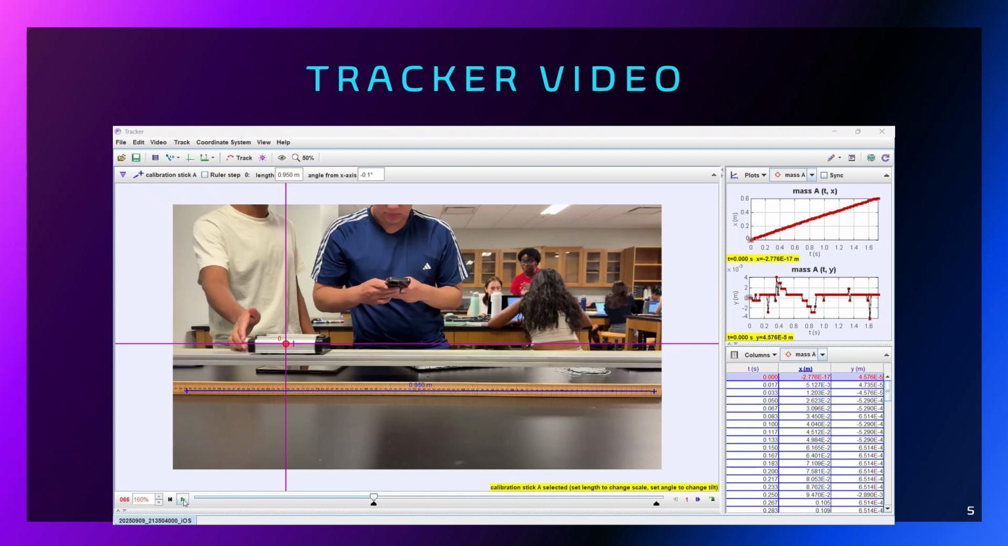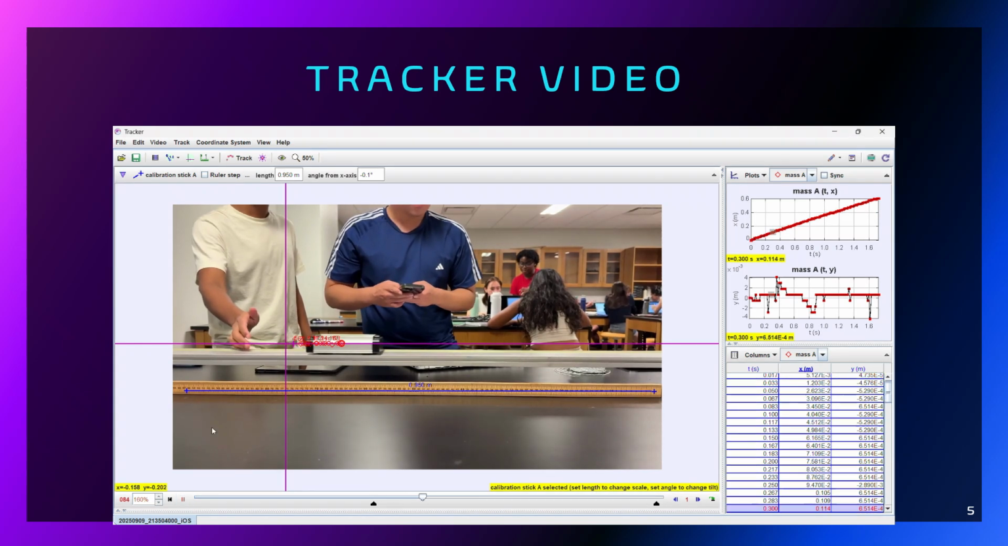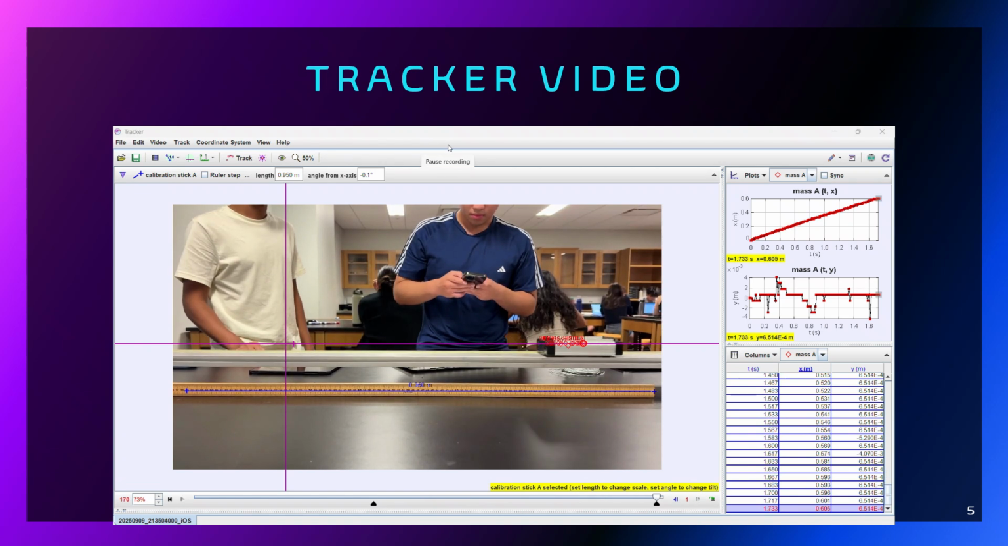This is the video that we analyzed in Tracker. In our experiment, we can see that the system is our car and our surroundings is everything outside the car. Here we set the time interval in which the object is moving at a constant velocity. We set the calibration stick to calibrate the measurements and set the origin of our coordinate system as the center of mass of the car. We then extracted this data and used it for our graph.